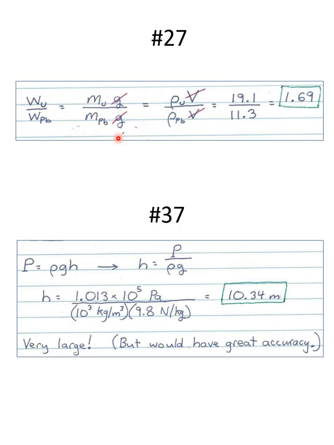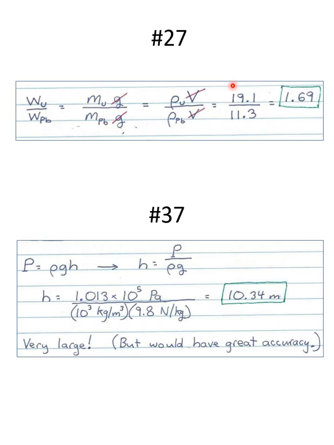We'll use the density equation. If density is mass over volume, then mass is density times volume. So mass of uranium, we're going to call that density of uranium times volume. Mass of lead, we're going to call it density of lead times volume. And in this problem, they're the same volume, so those divide out. And we're left with just the ratio of the densities.